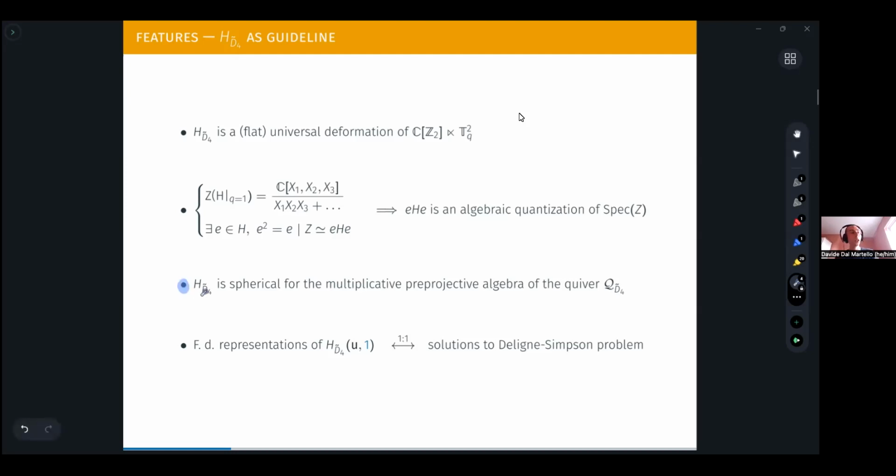Let me say something more. Not only do I get something quantum geometric by taking the spherical subalgebra, but these algebras themselves are spherical for a recently introduced class called multiplicative preprojective algebras. And these are really the building block for a new version of quiver varieties. Maybe you're more familiar with Nakajima quiver varieties, and they are, in this perspective, the additive version. Now we have a recently introduced multiplicative version, and again, we need a quiver behind.